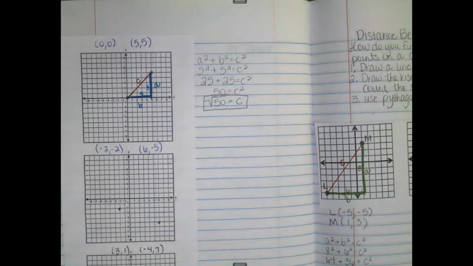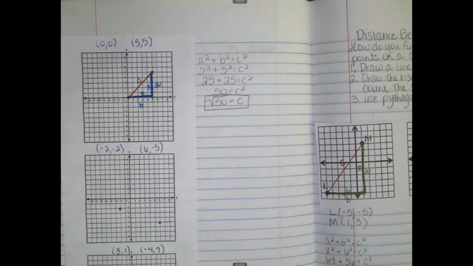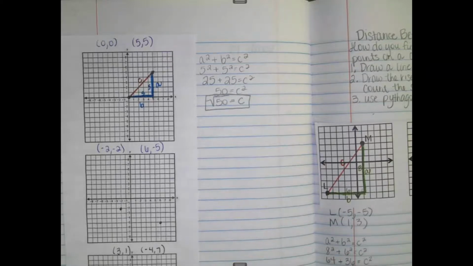Now we could put that in a calculator and you're going to find it's about 7.1 roughly, somewhere around there. That makes sense because if side A is 5 and side B is 5 and C is supposed to be longer, then it needs to be longer than 5. All right, let's look at the next example.